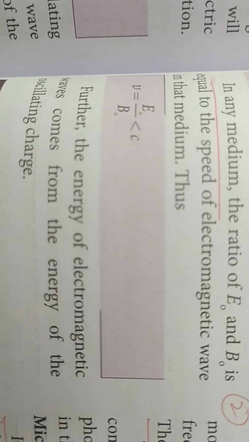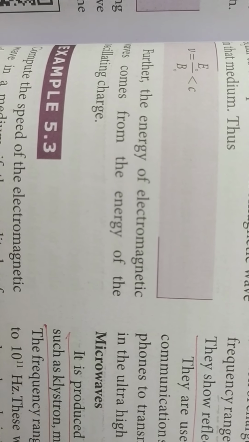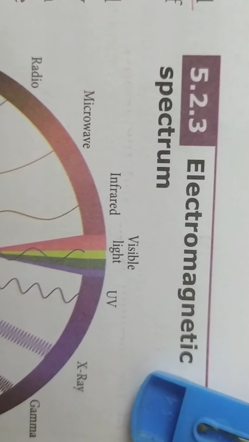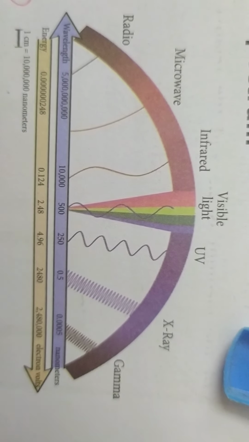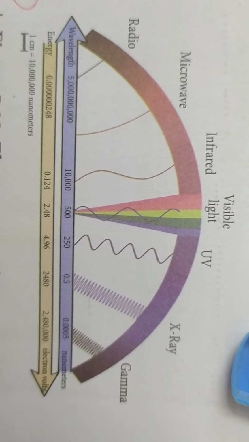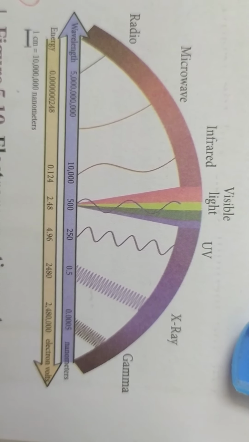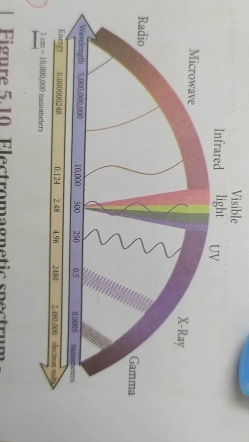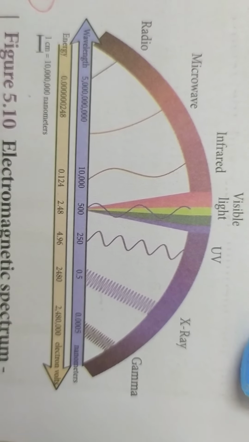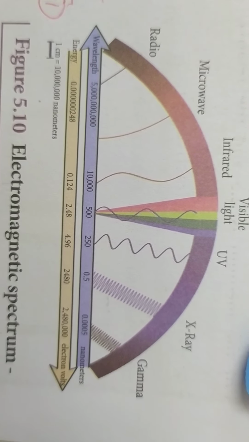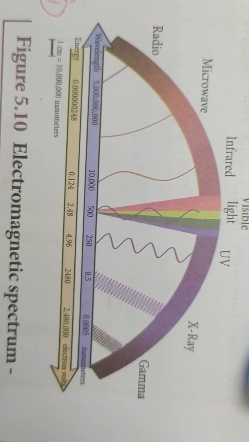So surely the velocity is less than the velocity in air or vacuum. And next we are going to see about the electromagnetic spectrum. In this diagram, you have 7 types of waves from left to right: radio, microwave, infrared, visible light, UV, X-ray and gamma rays. The wavelength is going on decreasing, whereas the frequency is going on increasing. So the frequency is in ascending order, whereas the wavelength is in descending order.